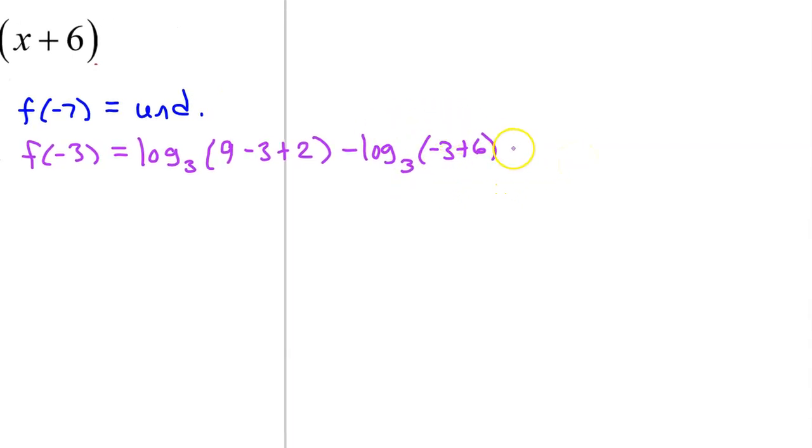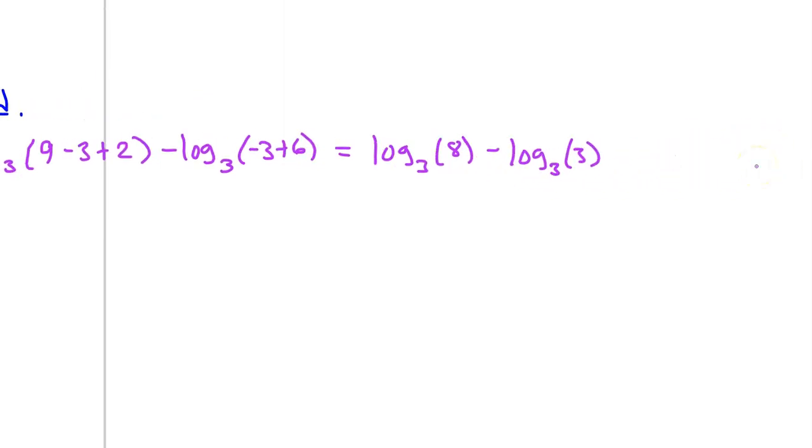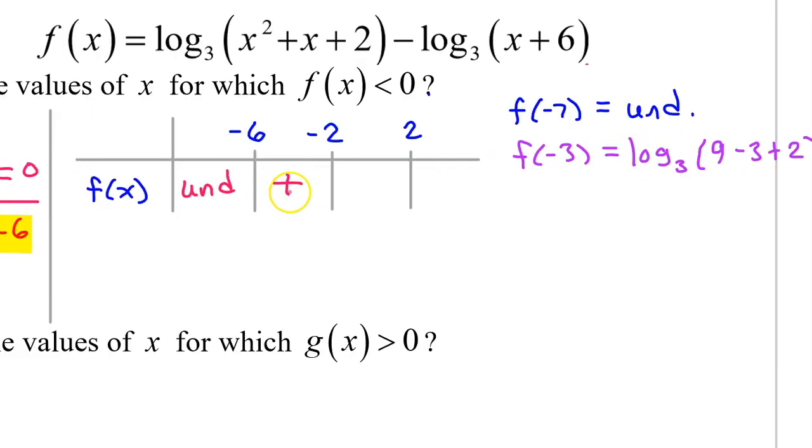So simplifying this down a little bit, we have the log base 3 of 9 minus 3 is 6, plus 2 is 8. So that's log base 3 of 8, minus the log base 3 of 3. This is a positive number. So let's go ahead and put a plus right here.